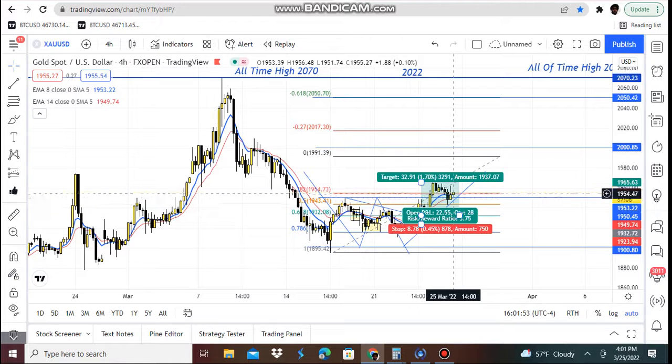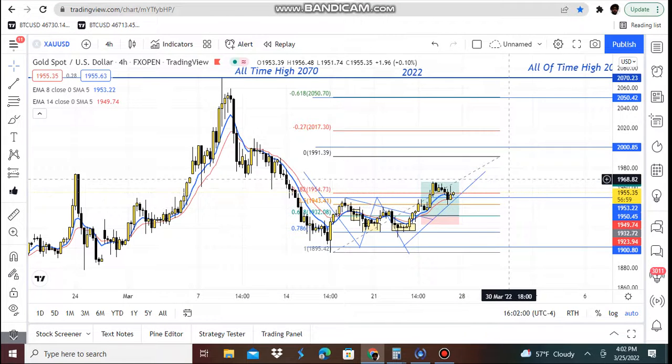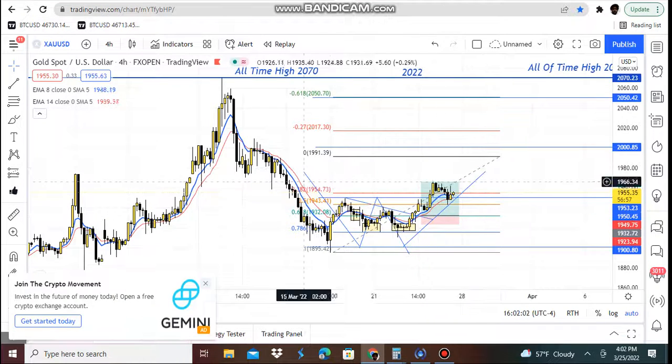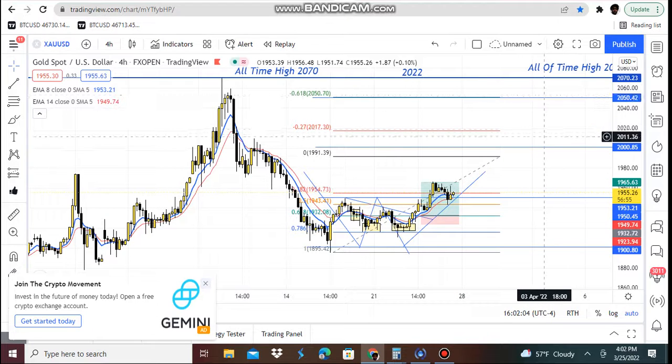So right now, you could have got in for an entry around here. And this is a 0.75 risk reward ratio. And it makes a double bottom pattern. And we're waiting for price to go to the 27 extension, and then eventually back up to 2050, 0.618 Fibonacci.